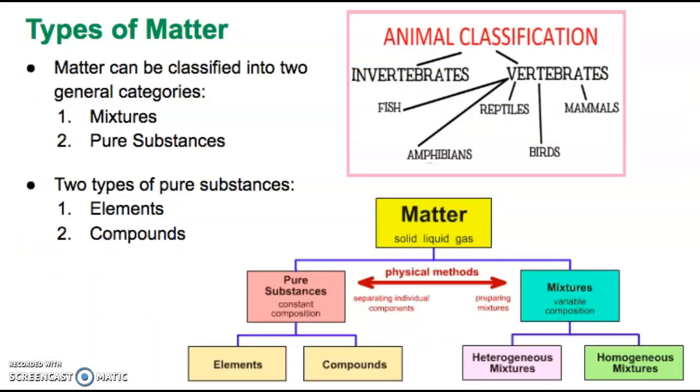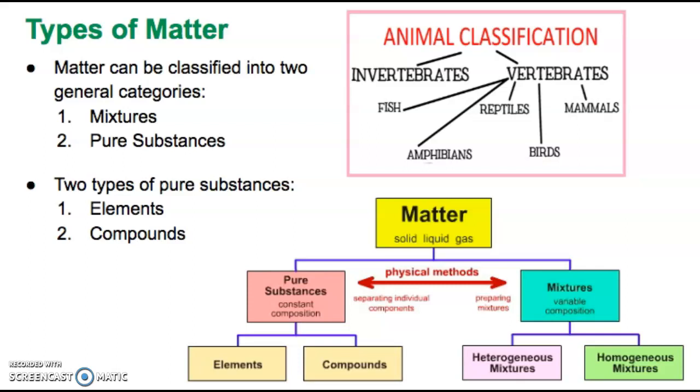So there are really 2 general categories of matter. If we want to break it down into the big picture pieces, matter is either going to exist in the form of a mixture, or it's going to exist in the form of a pure substance. If a piece of matter is existing in the form of a pure substance, we're going to break it down further into 2 subcategories. We'll say that that pure substance is either an element or that pure substance is a compound.